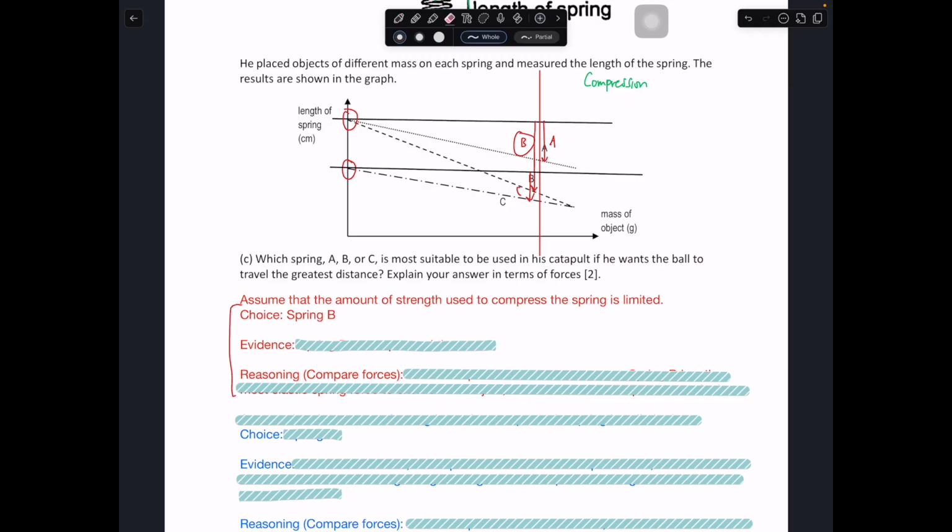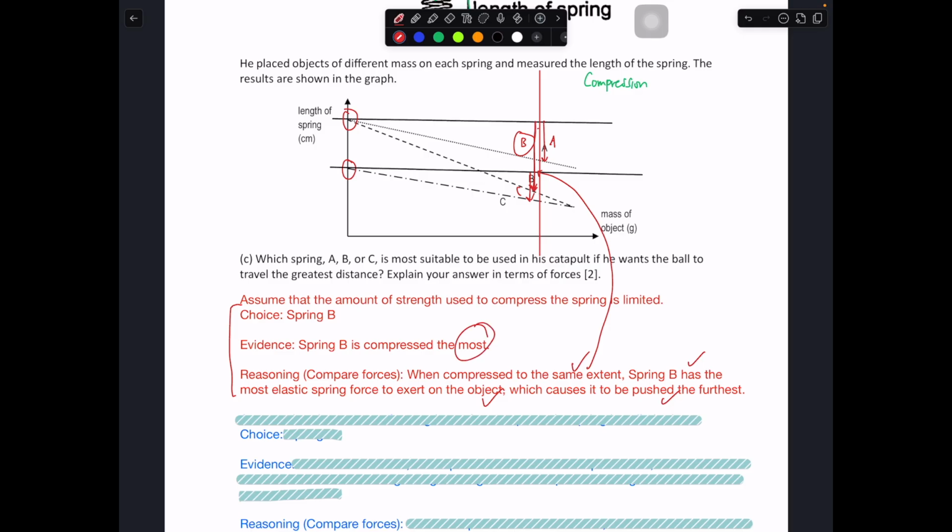Okay, so spring B, because spring B is compressed the most, it allowed the most compression. So when compressed to the same extent, assuming that you can compress to the same extent, it means you can compress to here, to this amount, when you use it on the catapult. Spring B will have the most elastic spring force to exert on the object, which causes it to be pushed the furthest. Okay, no doubt if it is being compressed the most.